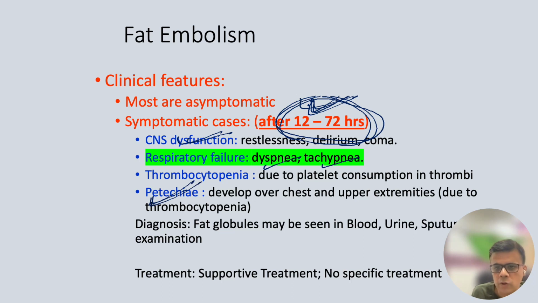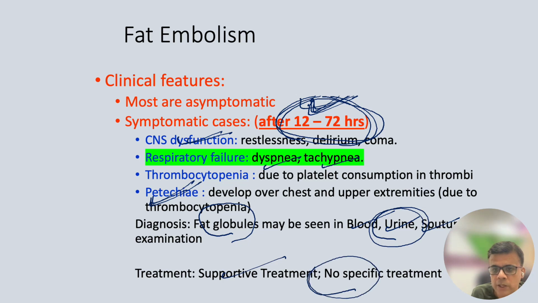Diagnosis: you may do a complete blood count analysis. There may be some anemia. Thrombocytopenia is more commonly seen, and ESR may be raised. More specifically, fat globules can be seen in blood, urine, and sputum examination, and can be accentuated by doing Oil Red O stain. So these are the important things. Fat globules may be seen sometimes, particularly in urine and sputum examination. Treatment: supportive treatment has to be given, and no specific treatment is recommended for fat embolism.